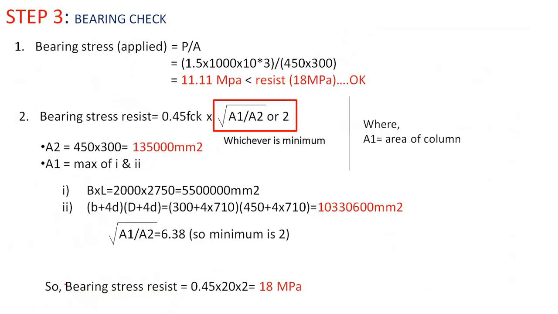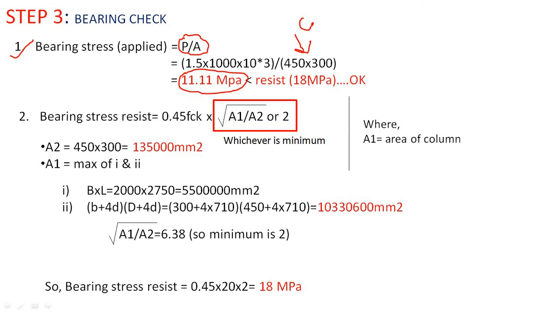So next we will move on to step number 3, which is the bearing check. For the bearing check we will first find the bearing stress applied. Bearing stress applied is P by A. In our case P will be the ultimate load, which is 1.5 into 1000 kilonewton, but we will convert into newton, so it will be into 10³, divided by area. In this the area will be the area of the column. The size of the column is 450 by 300. So we have the bearing stress applied as 11.11 MPa.